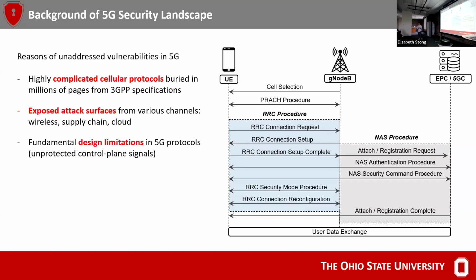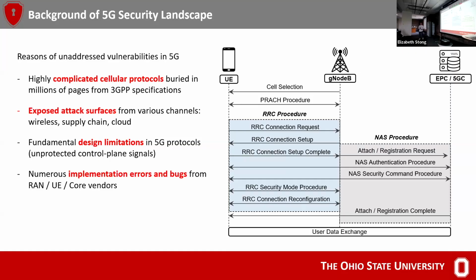And then there are also fundamental design limitations within the 5G protocols. The picture on the right shows what happens before a UE gets an IP address from the network. Those are the procedures that need to go on between the UE and the network to establish authentication and the security procedures. There are a lot of 5G-specific protocols going on, and those are actually not protected by any encryption or integrity protection. That means those signals can be easily exploited by an attacker to perform the attacks that I just mentioned.